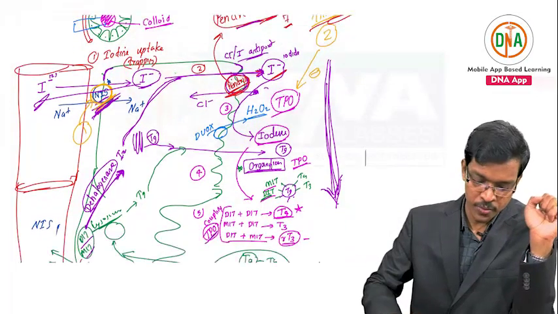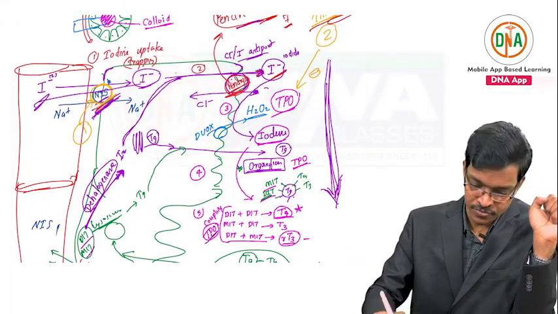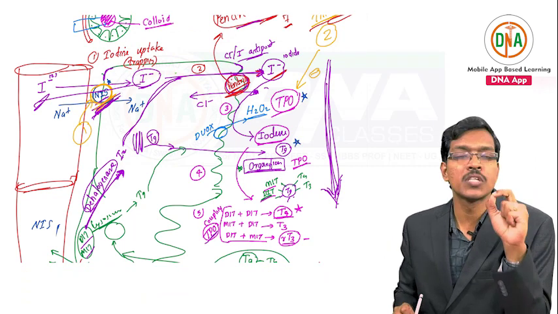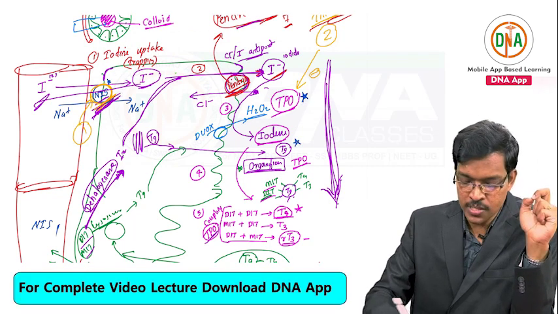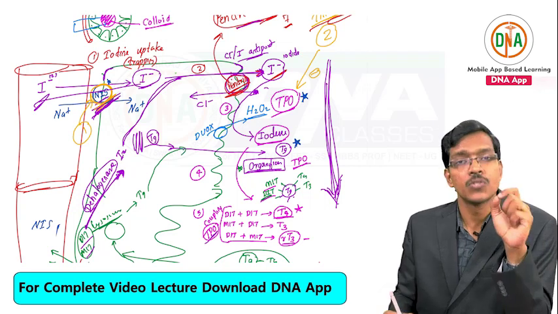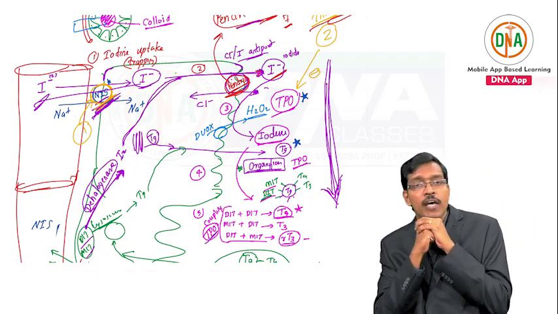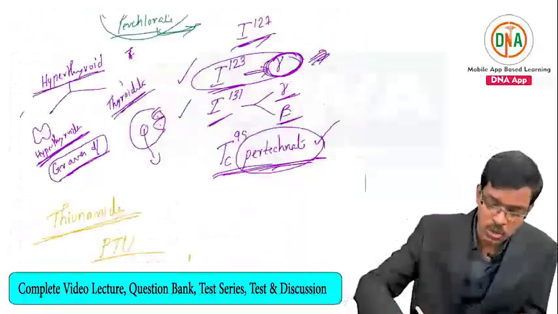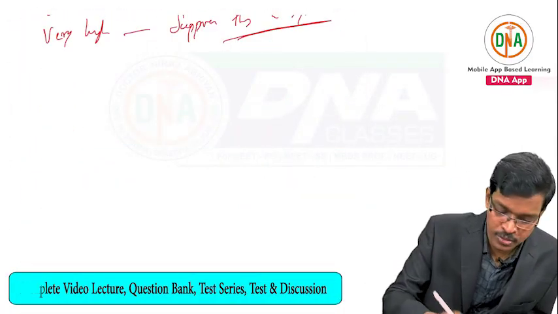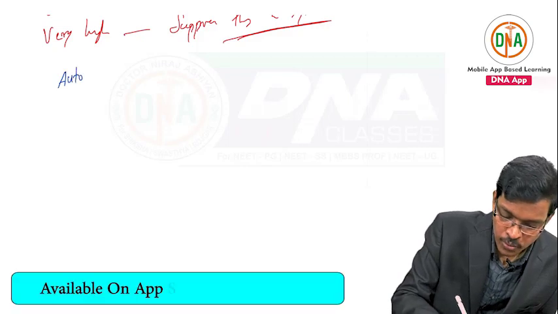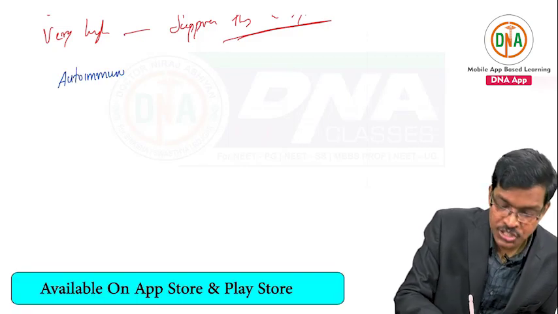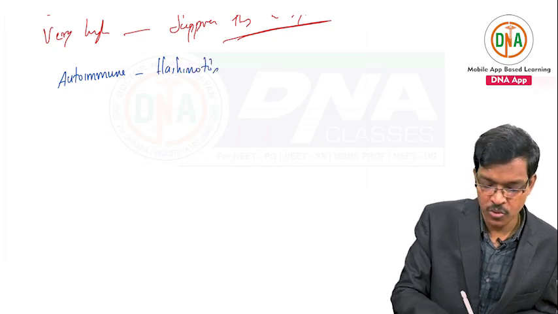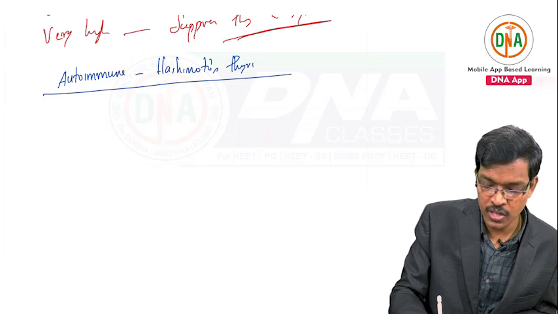One more important point I will mention from this itself is the importance of TPO and TG in diagnostic practice. TPO is thyroid peroxidase and TG is thyroglobulin. In hypothyroidism we will be studying what is known as autoimmune hypothyroidism. What is autoimmune hypothyroidism? It is otherwise known as Hashimoto's thyroiditis.